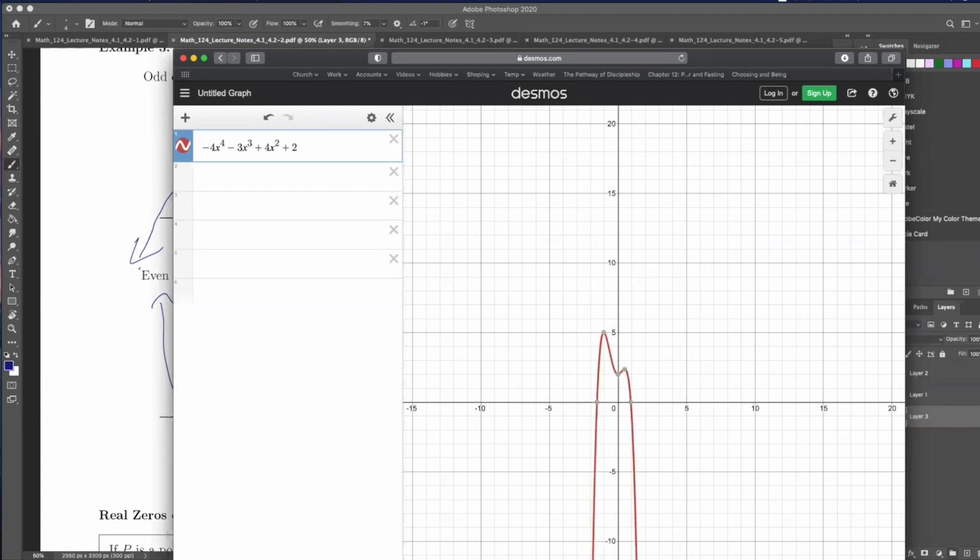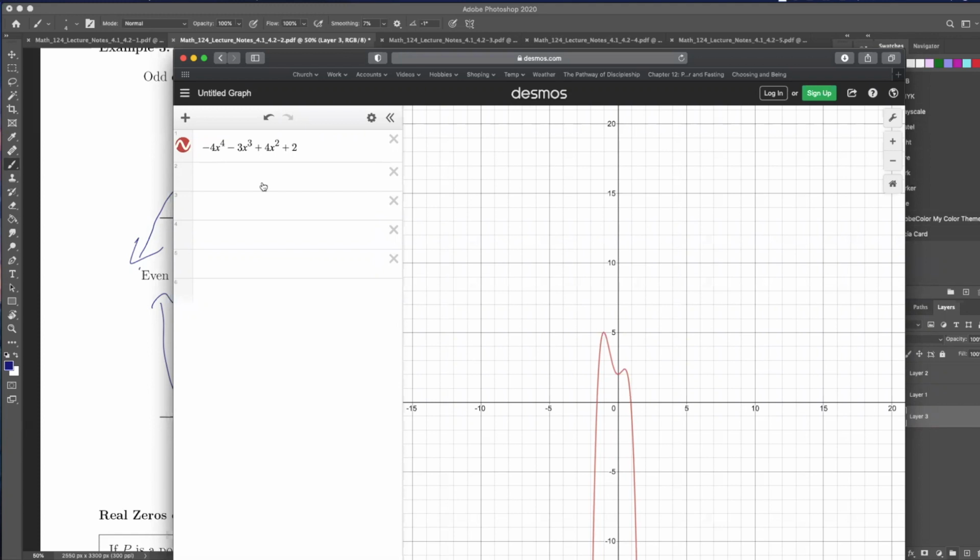X squared. Okay, so now I made this a 4th degree polynomial. Here it starts negative because no matter what's here, eventually when x gets way out here, this term is going to win. This term always will win. And so the negative 4th wins, and then here the negative 4th wins.